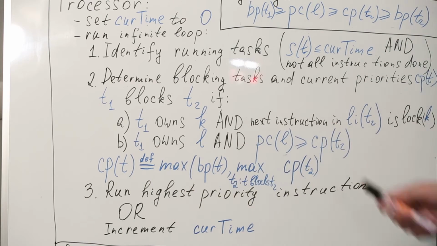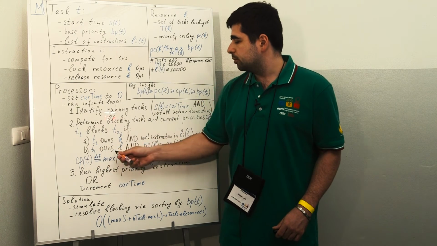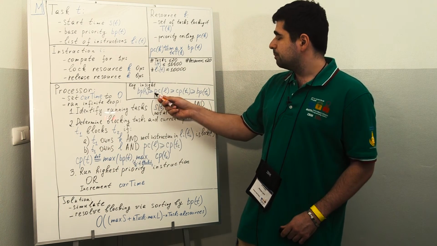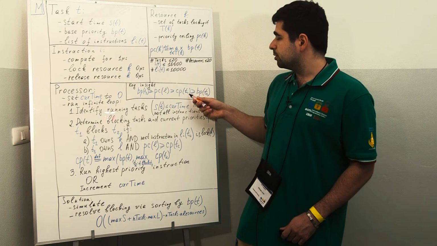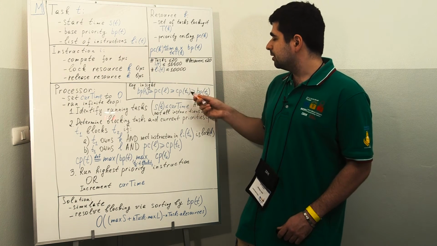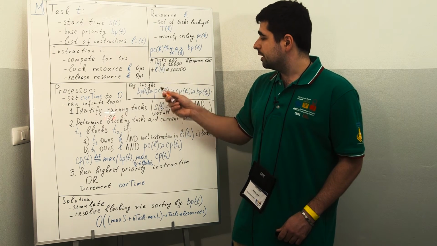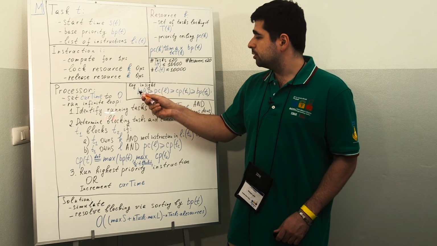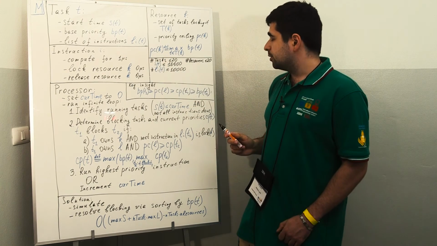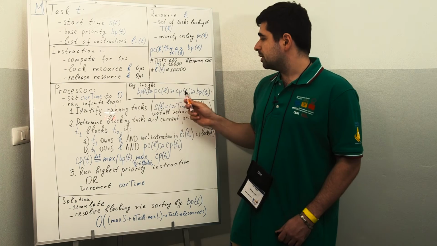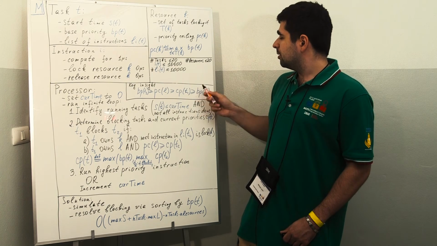And the second part is tricky with cycles, but the key insight here is that if we have point B, when T1 owns L and blocks T2 because of that, then it means that the priority ceiling of resource L is greater than or equal to the current priority of task T2. But we also know that the current priority of task T2 is always at least the same or greater than its base priority. And on the other hand, the priority ceiling of resource L is less than or equal to the base priority of task T1 because of the definition of priority ceiling. And so it follows that if task T1 blocks task T2 because of point B, then the base priority of task 1 is at least the base priority of task 2.